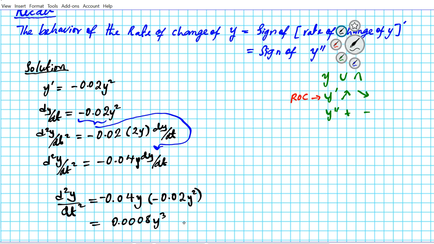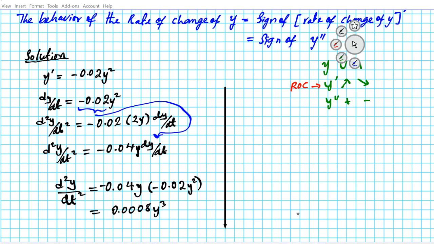So what is the sign of the derivative of the rate of change? That's what we're looking for, right? The sign of the derivative of the rate of change will tell us the behavior of the rate of change, how the amount is changing. Is it increasing or decreasing? So what do we notice if you take a look at this equation that we have right here? Now, what do we know about y? Y is the amount. So y represents the amount.